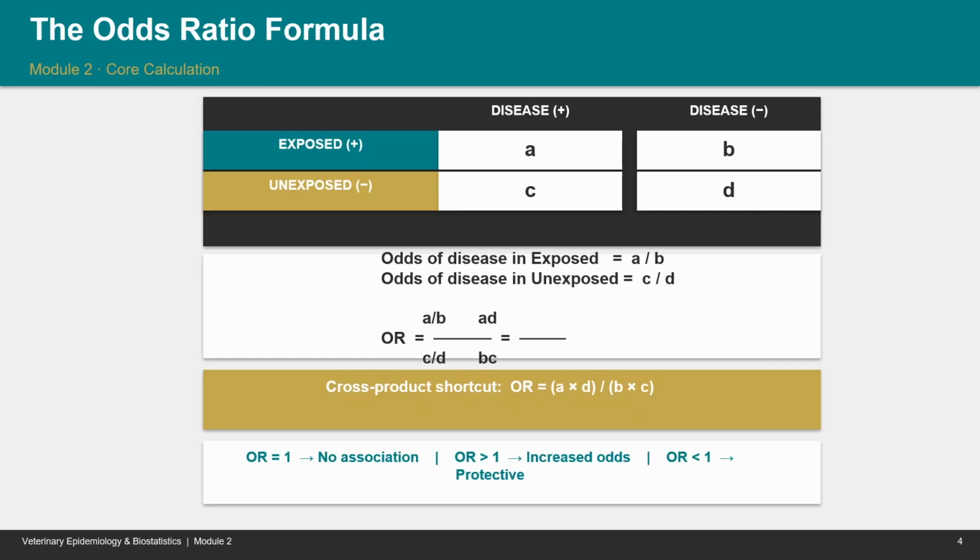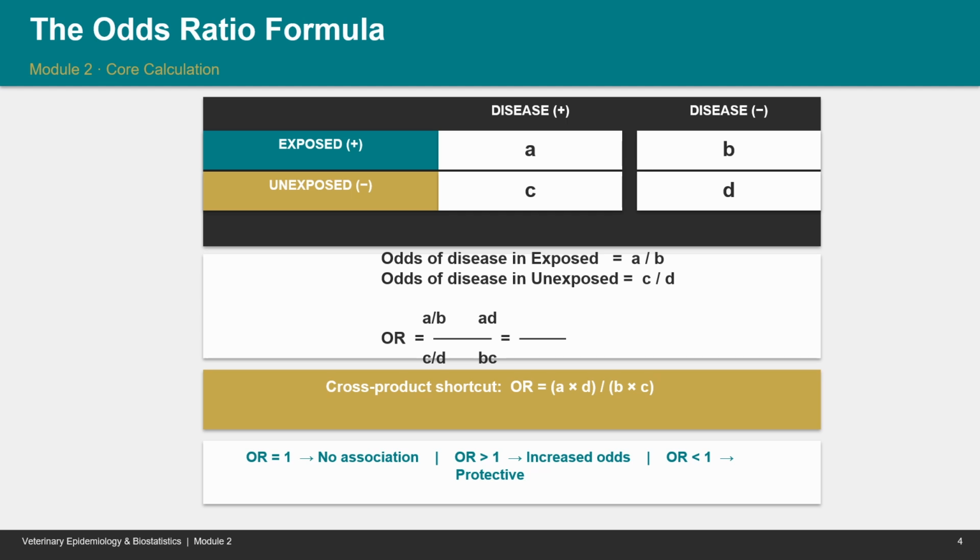The formula. The odds ratio is calculated as A times D divided by B times C. This is called the cross product ratio, and it's a handy shortcut. You'll notice it uses all 4 cells of the 2x2 table. Interpretation is the same as the risk ratio. An OR of 1 means no association. Greater than 1 means the exposure is associated with increased odds of disease, and less than 1 means the exposure appears protective.